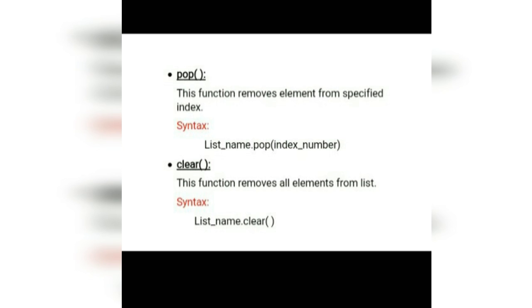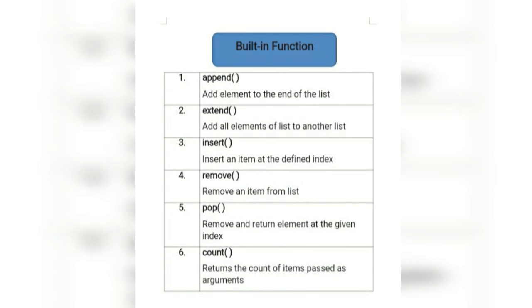Next is clear. This function removes all elements from the list. The syntax is list name dot clear, and this will clear all the elements from the list. And using the del keyword, what happens? It will delete your entire list, and using clear, it will delete all the elements from the list. So these were the methods for deleting elements.